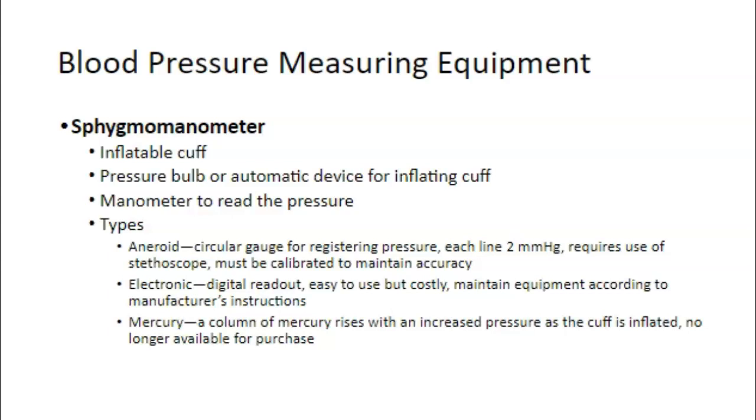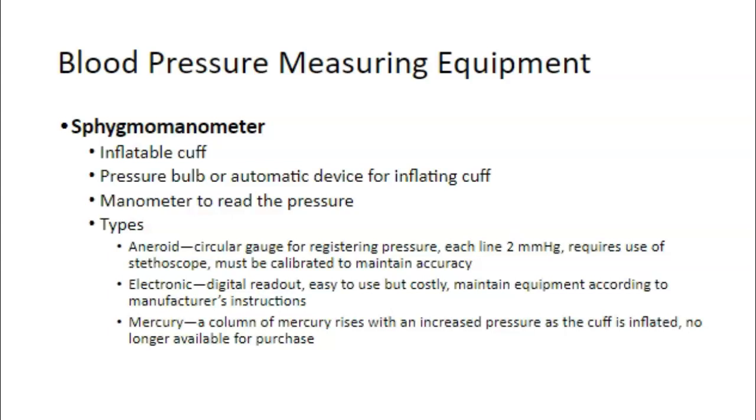There is a bulb that's pumped that puts air into the device, and then you can do the reading as the cuff deflates or as the air is let out. And then we'll talk about how to do this measurement in class. We discussed the fact that there's different ones. There's mercury. We don't sell those anymore. That was a column of mercury that would rise and fall.